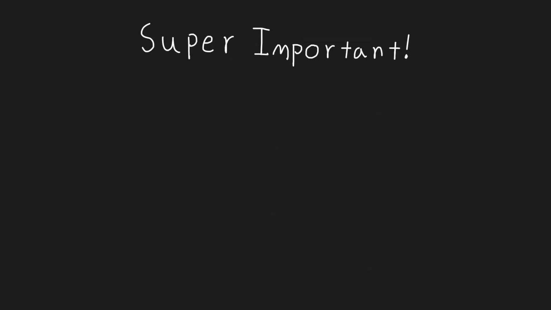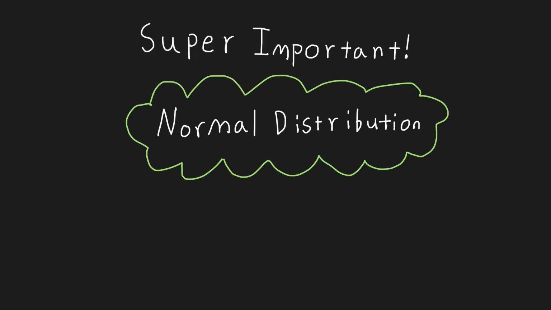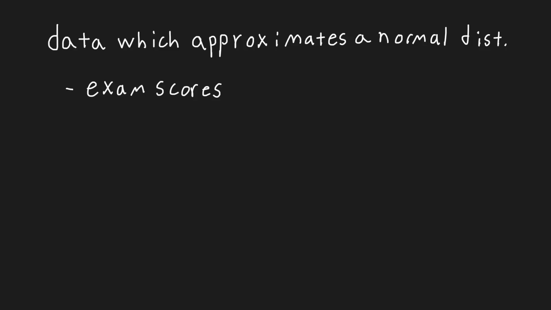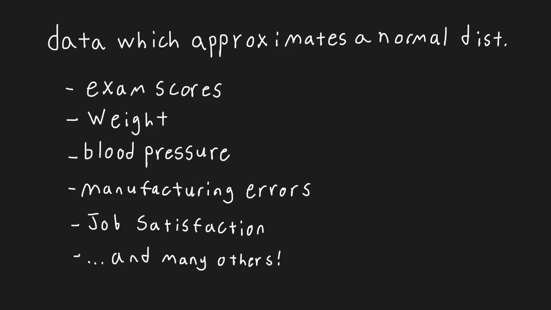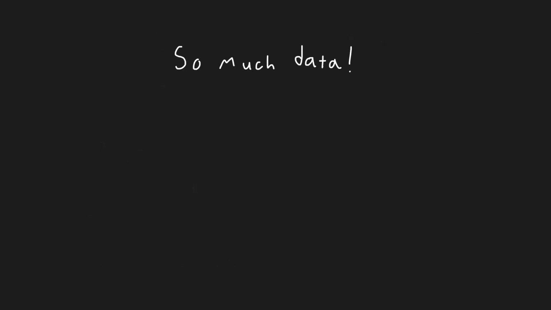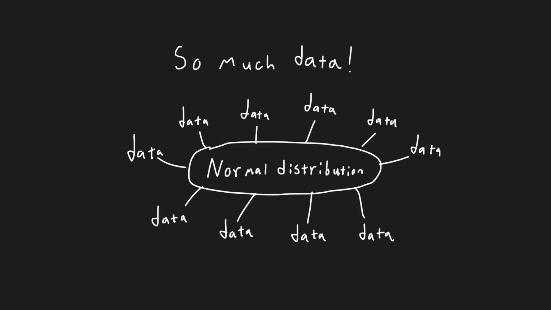To answer this, we need to use one of the most important distributions in all of statistics, the normal distribution. This is because exam scores are actually approximated by a normal distribution. Other things that are approximately normally distributed are weight, blood pressure, measurement errors in manufacturing, and even job satisfaction. Because of the breadth of data explained by this curve, it is extremely important to understand.